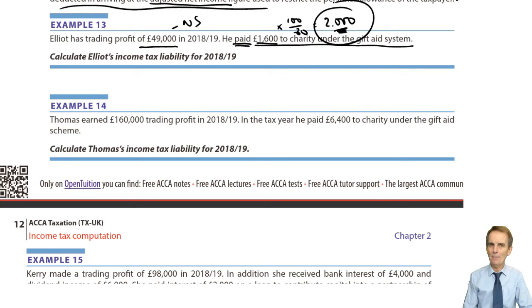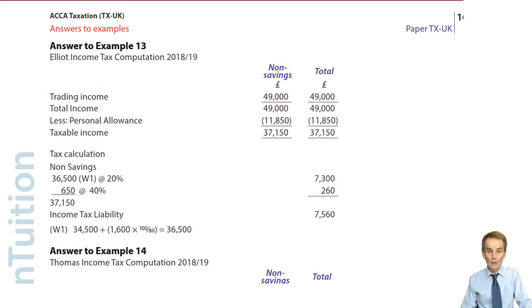No pressure, therefore, here, guys. I want you to have a go at that yourself. Check out the answer then to example 13 and then rejoin us. Okay, well, hopefully no problems there. We can see the answer to that example 13 in front of us now. Hopefully you've already reviewed through. As we knew, the only income we had was non-savings.